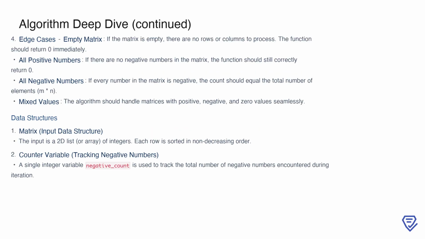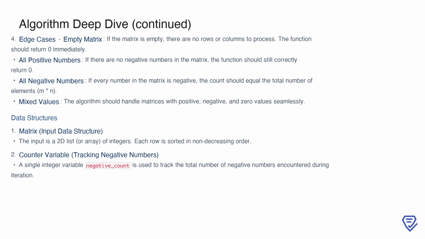It's important to consider edge cases when designing an algorithm. For instance, if the matrix is empty, there are no rows or columns to process, so the function should immediately return 0. If the matrix contains only positive numbers, the algorithm should correctly return 0 as well, since no negative numbers are present. In the case where all the numbers in the matrix are negative, the count should equal the total number of elements, which is m*n.